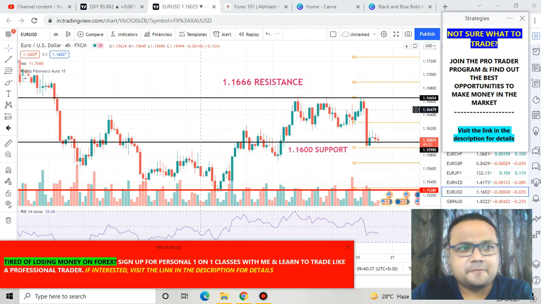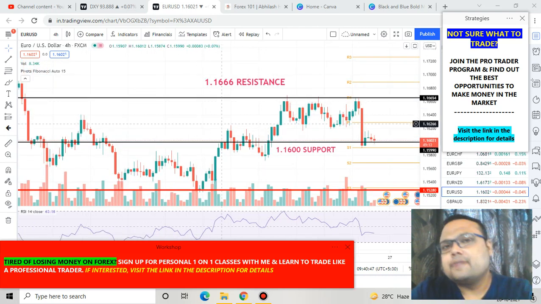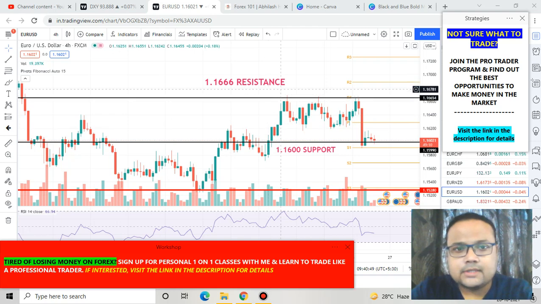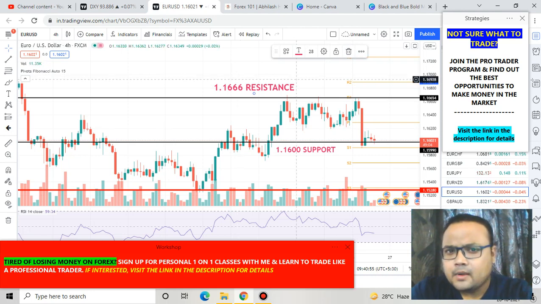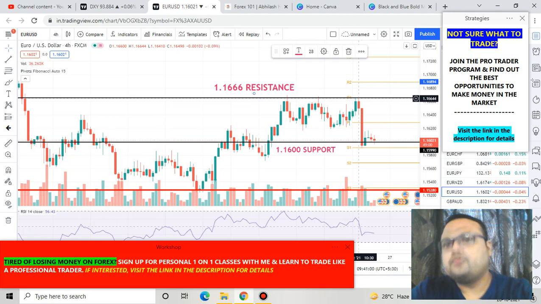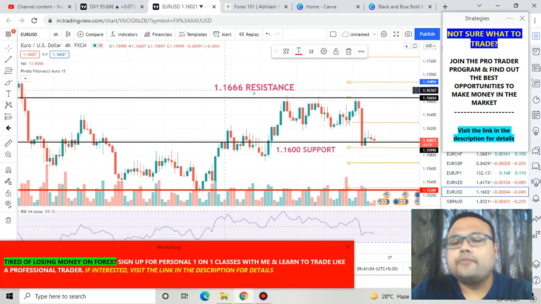So let's get started. This is the 4 hour chart of Euro USD in front of us right now. If you have been watching my videos, then you know the setup very well because I have been talking about these levels for the last couple of weeks. 1.1666 has been standing as a resistance for quite some time. Previously it was not a very strong resistance, but after this huge fall, it is very clear that 1.1666 will be a very strong resistance for the next couple of days as well.